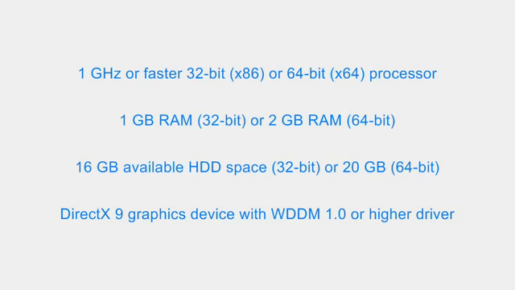1 GHz or faster CPU, 1 GB of RAM for 32-bit or 2 GB of RAM for 64-bit, 16 GB of available hard drive space minimum for the 32-bit, or 20 GB of available hard drive space for the 64-bit. Now, as always, it's good to leave a little extra so you can have room for the future updates and everything else that is associated with Windows 7. Video card wise, you want to run a DirectX 9 or higher video card with Windows Display Driver Model 1.0 or higher.